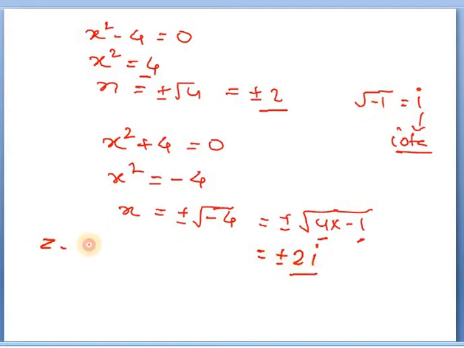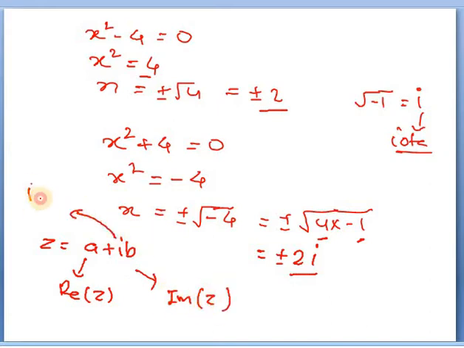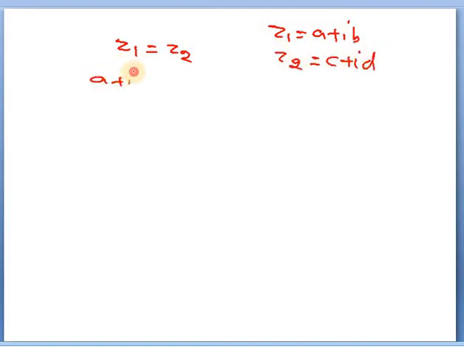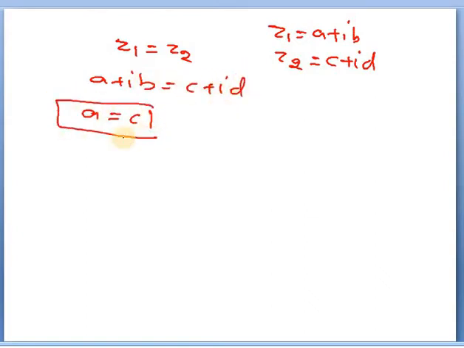So basically the complex number is denoted by a plus ib, where a is known as the real part of z, b is known as the imaginary part of z, and this is iota. Now moving on, if two complex numbers are equal, like z1 is equal to z2, consider z1 is a plus ib and z2 is c plus id. So we can write a plus ib is equal to c plus id. Now a is equal to c. We'll equate the real part with real and the imaginary part with imaginary. So this is how we can equate two complex numbers.